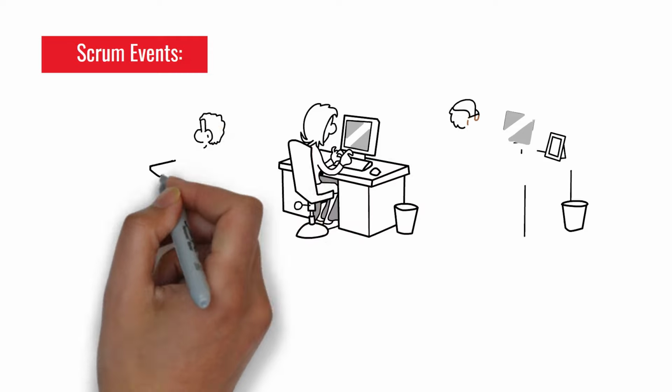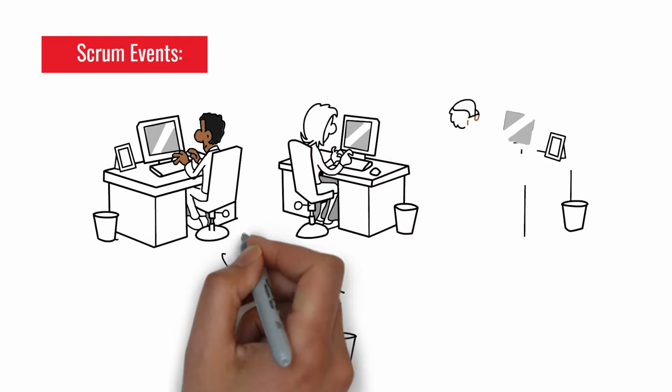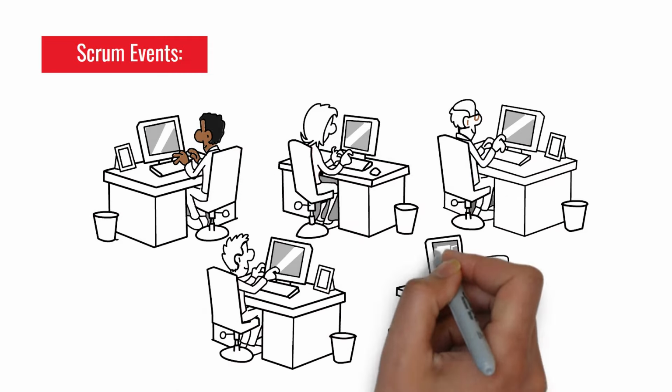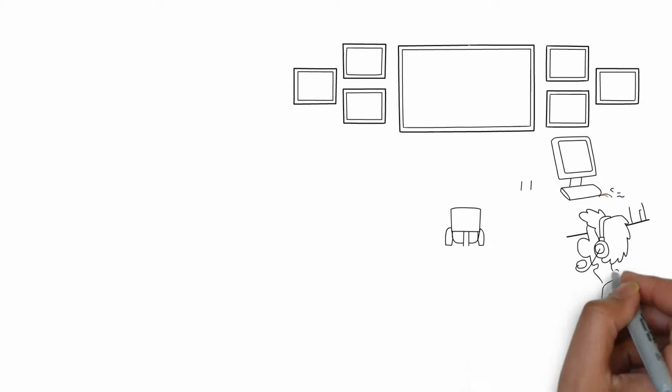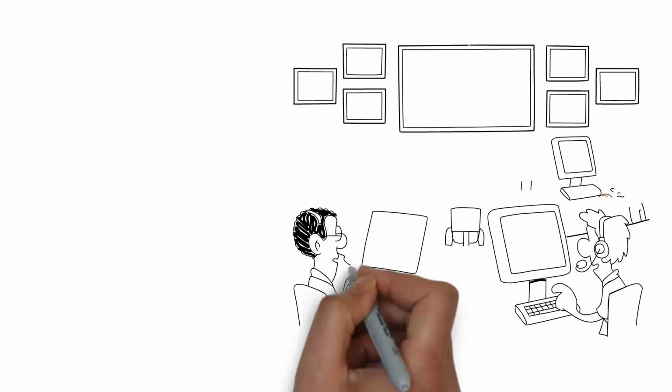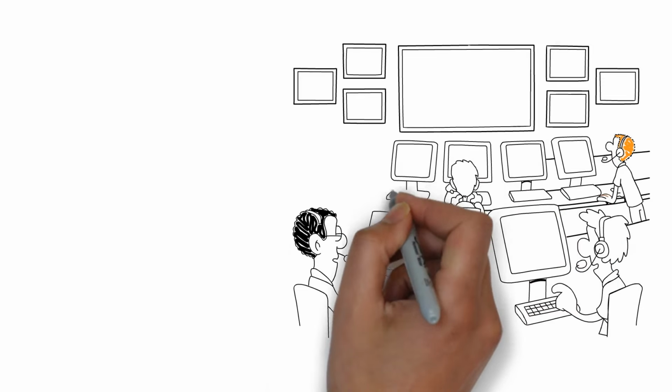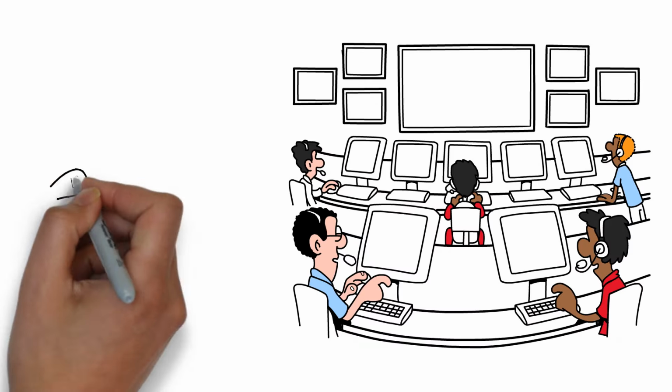3. Scrum events. Scrum has several events that are used to manage the project and ensure that the team is on track. These events include sprint planning, daily scrum, sprint review, and sprint retrospective. Sprint planning is used to plan the work for the upcoming sprint. Daily scrum is a short meeting where team members discuss progress and plan for the day.